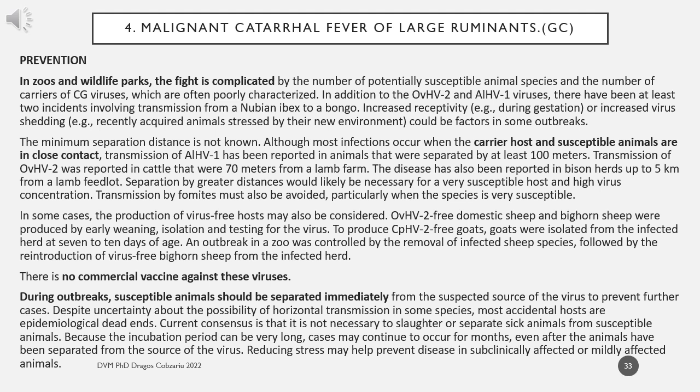There is no commercial vaccine against these viruses. During outbreaks, susceptible animals should be separated immediately from the suspected source of the virus to prevent further cases. Despite uncertainty about the possibility of horizontal transmission in some species, most accidental hosts are epidemiological dead ends. Current consensus is that it is not necessary to slaughter or separate sick animals from susceptible animals. Because the incubation period can be very long, cases may continue to occur for months, even after the animals have been separated from the source of the virus.